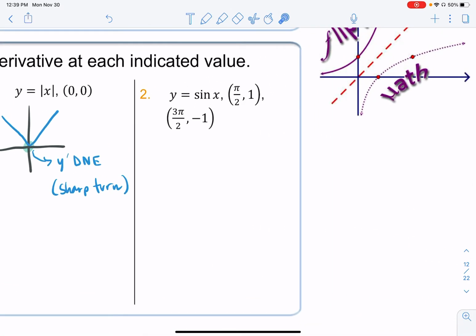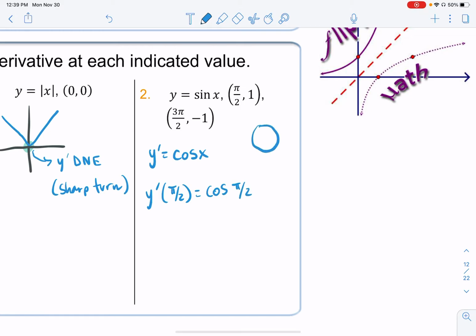Anyway, we've got y is equal to the sine of x, and we want to find the value of the derivative at each one of these 2 points, pi over 2 and 3 pi over 2. Okay, what's the derivative of sine? That's easy. It's cosine. And now let's find y prime of pi over 2. So that's the cosine of pi over 2.